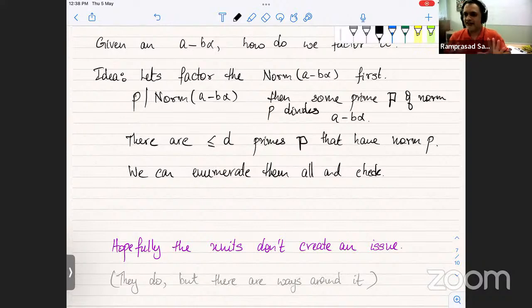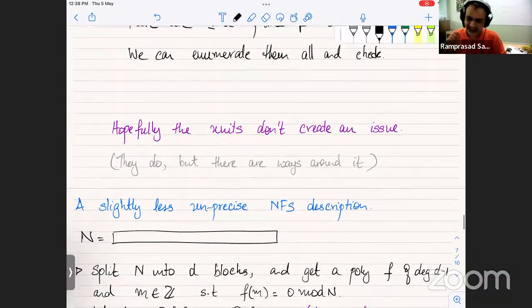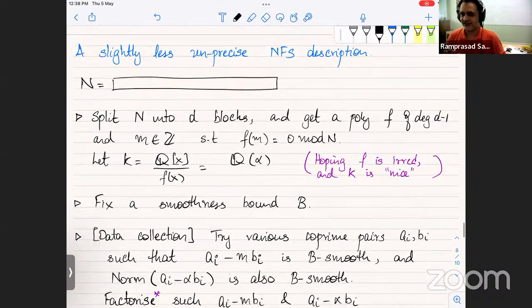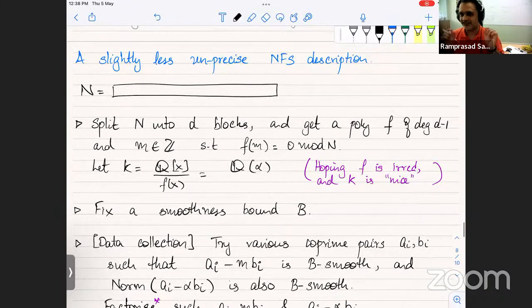Okay. Now that the basic parts are done, I can now tell you a slightly less imprecise description of what the number field sieve actually does. We'll go through the calculations of, if everything works out, what the time complexity is going to be, and hopefully convince ourselves that this should lead to an L 1/3 sort of algorithm.